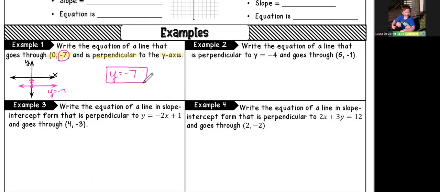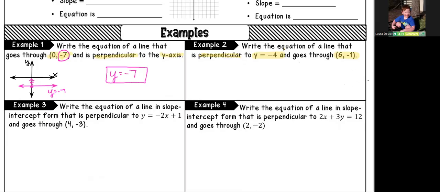There we go. I got so busy thinking about my picture that I almost forgot that we actually had to put it through an actual point instead of just draw a picture. All right, so let's go ahead and look at this next one. It says, write the equation of a line that is perpendicular to y equals -4, and it goes through this 6, -1.